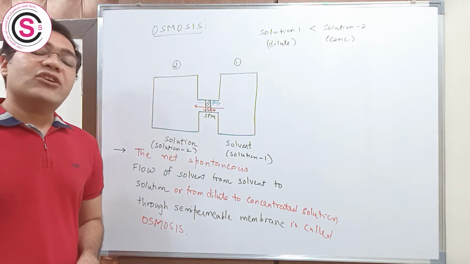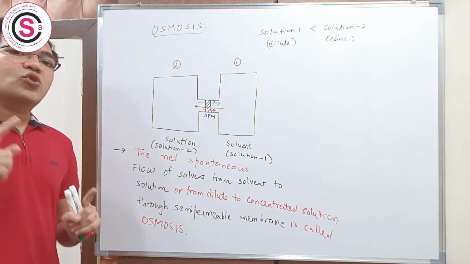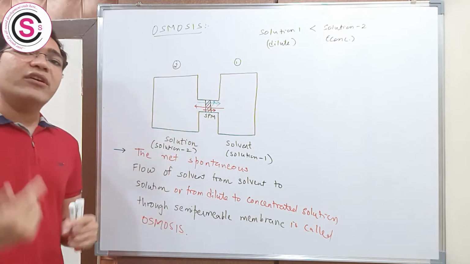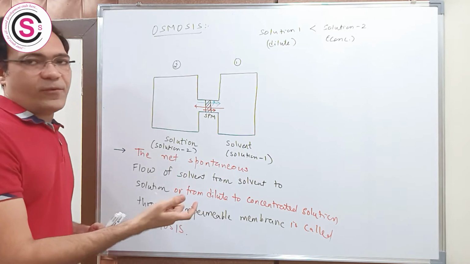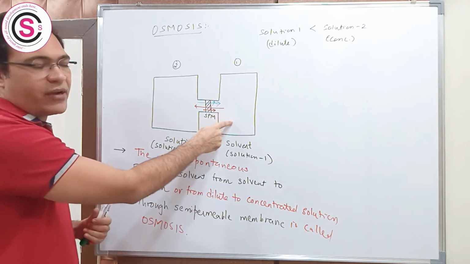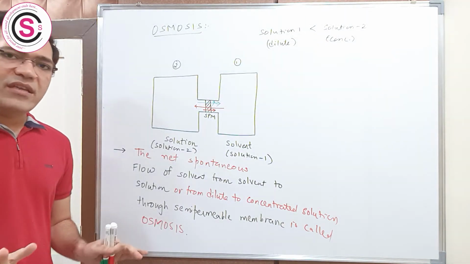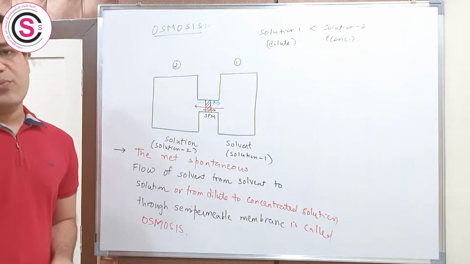So in which direction will the solvent flow? Right? So solvent will flow in both the directions. Right? Now if they ask you what is the net movement of flow of solvent, so the net movement of flow of solvent is from the solvent compartment to the solution compartment. Correct? It is very easy to understand. Right? So this is the definition of osmosis.